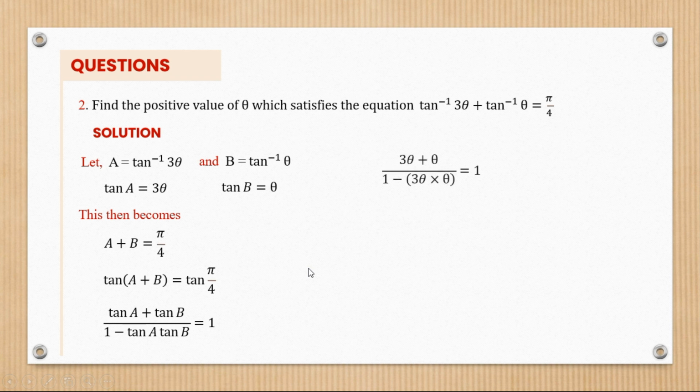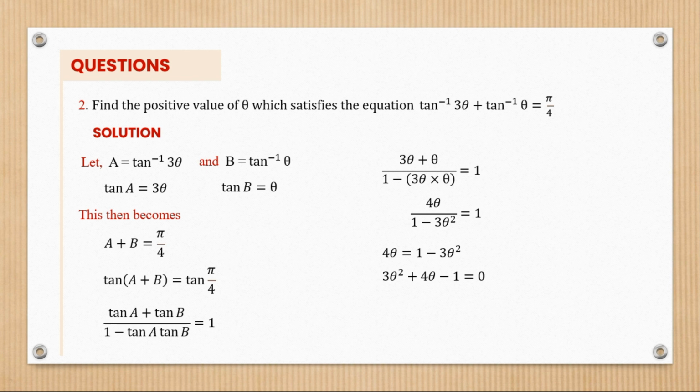So next we can put back the values. Where there is tan A, we put 3 theta, and where there is tan B, we put theta. So this is what we end up having. When I add, 3 theta plus theta is 4 theta, and 3 theta times theta is 3 theta squared. So I can cross multiply and I'll have 4 theta being equal to 1 minus 3 theta squared. Now I'll organize this to have a quadratic equation, which is 3 theta squared plus 4 theta minus 1 being equal to 0.